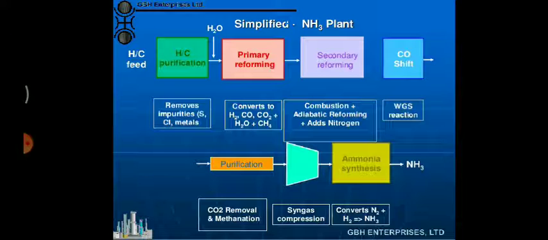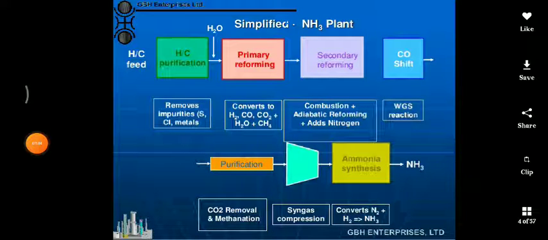So removing impurities, sulfur, chlorine, okay, and then converting into carbon dioxide, carbon monoxide, H2O and methane, and then secondary reforming, with combustion, adiabatic reforming, added plus nitrogen plus water gas shift reactions. So in the purification section, removal of methane and CO2, then synthesis gas compression and conversion to ammonia.